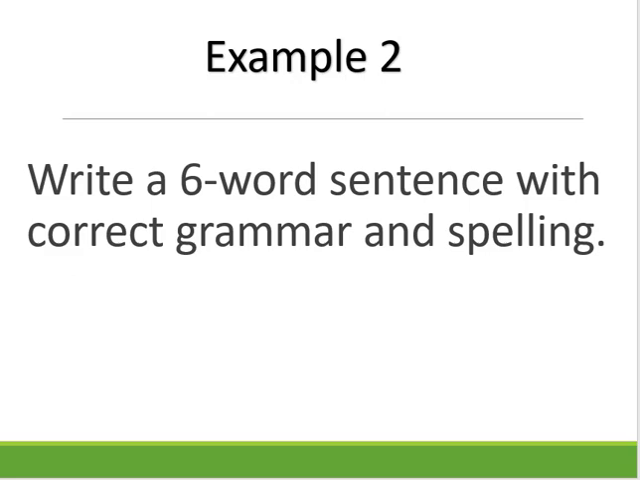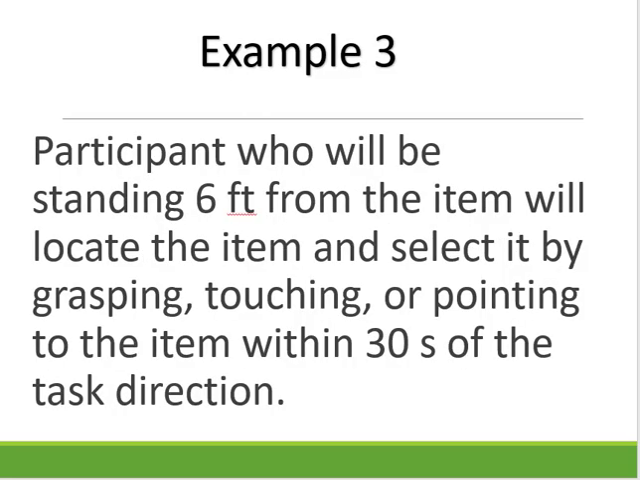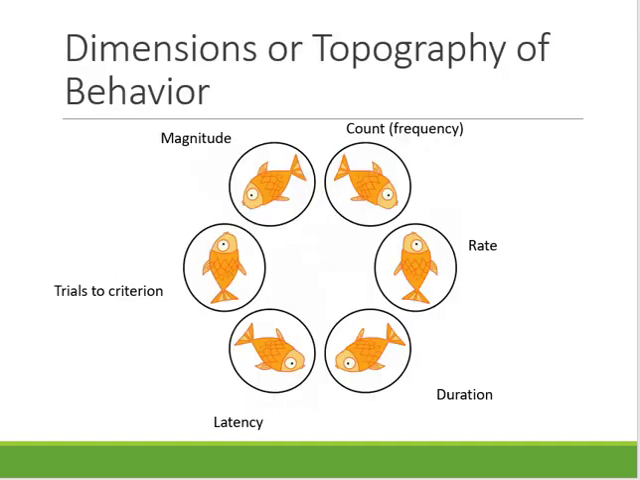Example 2. Write a 6-word sentence with correct grammar and spelling. Is this observable and measurable? Example 3. Participant who will be standing 6 feet from the item will locate the item and select it by grasping, touching, or pointing to the item within 30 seconds of the task direction. Is this observable and measurable?